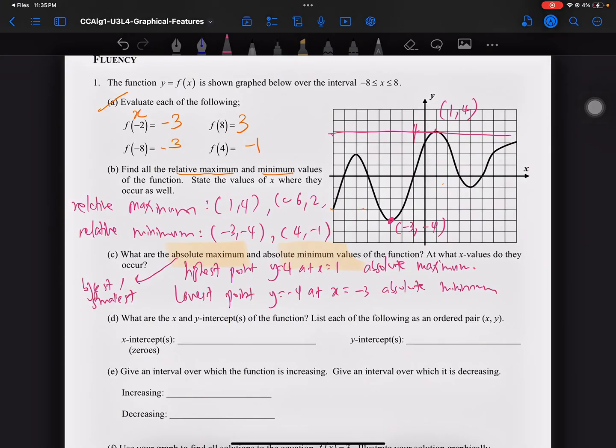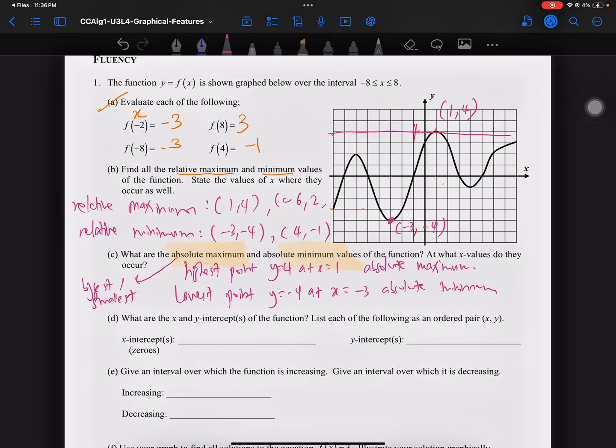Relative maximum means a high point, like the peaks we have, and relative minimum means a low point that's lower than the points nearby. So I can see we have two coordinates for the relative maximum and two coordinates for the relative minimum.